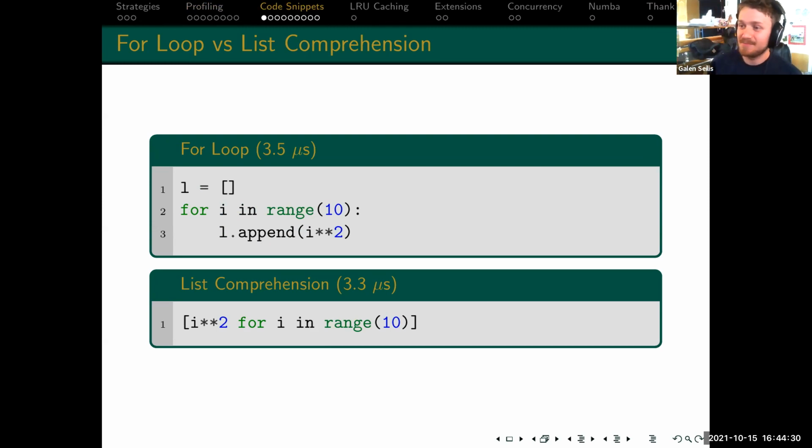So the first one is comparing for loops versus list comprehensions, and it tends to be the case that list comprehensions are faster. And in this example, it is. It's just building a list of the squares of some numbers. But I can tell you a little bit of why this one is faster.